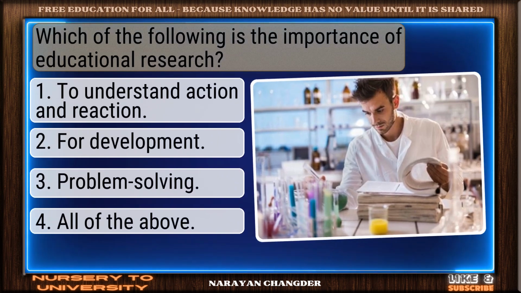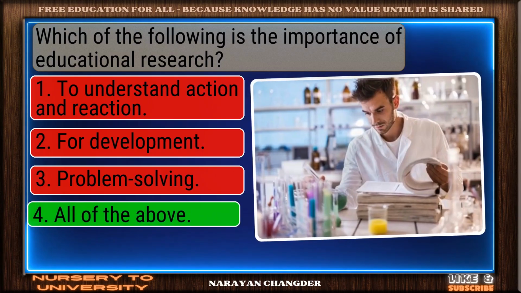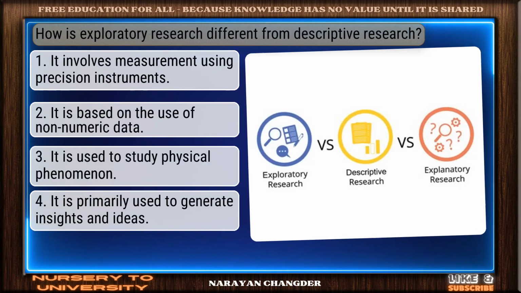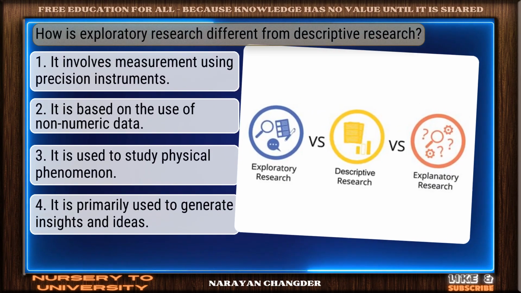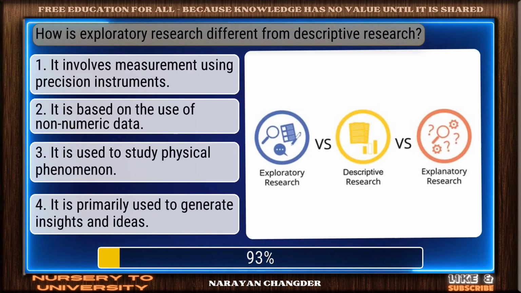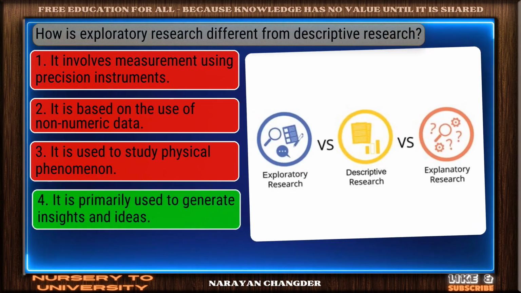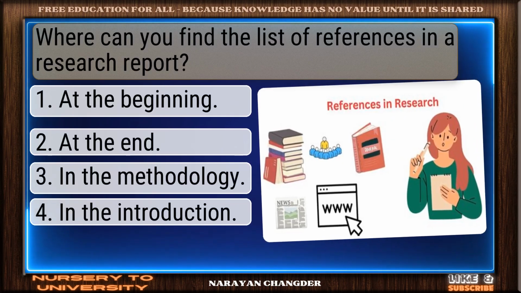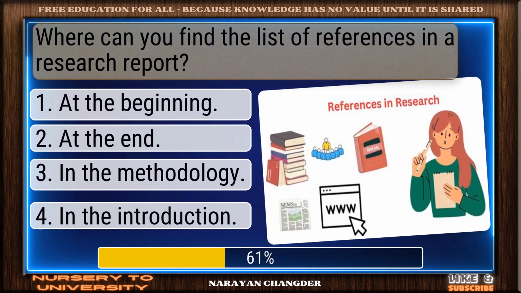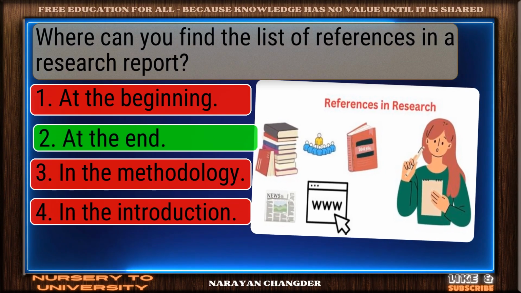Which of the following is the importance of educational research? Sharp thinking. All of the above is the right choice. How is exploratory research different from descriptive research? Good thinking. It is primarily used to generate insights and ideas, is the right answer. Where can you find the list of references in a research report? Perfect. At the end is the correct choice.